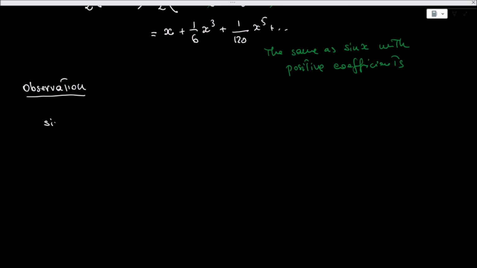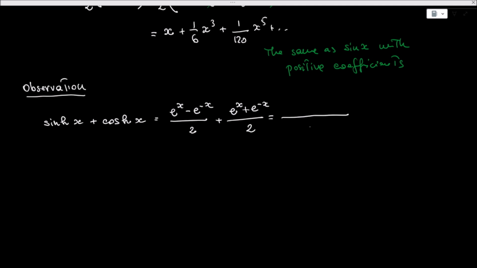The hyperbolic sine of x plus the hyperbolic cosine of x, which is e to the x minus e to the minus x divided by 2, plus e to the x plus e to the minus x divided by 2, and if we sum them all together, what do we get? Well, easily we realize that this is e to the x, and this is true for every x in the real numbers, and this is consistent with our Taylor expansions.